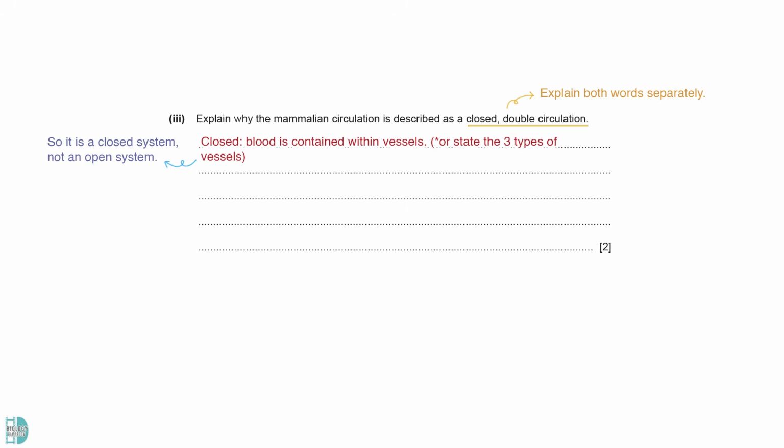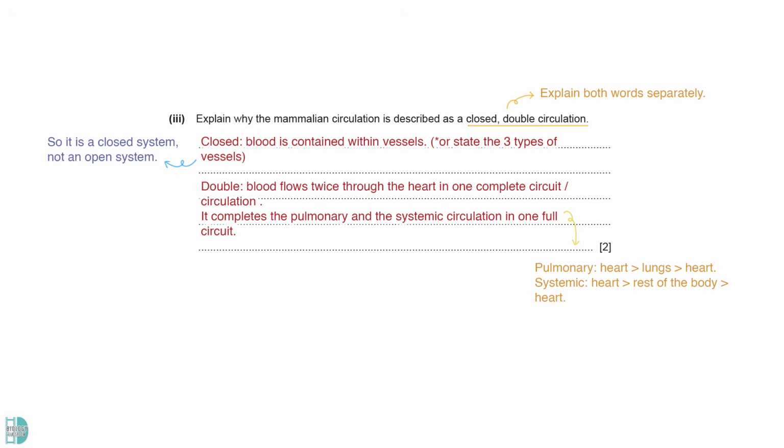3 wants you to explain the closed double circulation. In this type of question, you should explain both words separately. Closed refers to the fact that blood is contained within the blood vessels, making it a closed system. Double refers to the blood flow that passes through the heart twice in one complete circuit. It must complete the pulmonary and systemic circulation in one full circuit. You can also describe the circulation to get this mark.